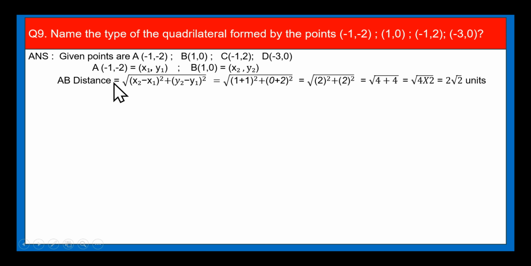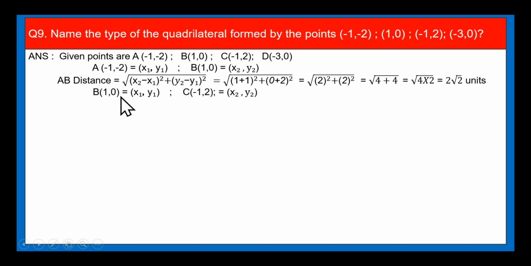The length of the side AB is equal to root over (x2 minus x1) whole square plus (y2 minus y1) whole square. This is equal to root over x2 minus x1: 1 minus of minus 1 is plus 1, whole square, plus y2 minus y1 whole square: 0 minus of minus 2 is plus 2, whole square. 1 plus 1 is 2 square, 0 plus 2 is also 2 square. 2 square plus 2 square is 4 plus 4, that is 4 into 2. Square root of 4 is 2, so root 2 units. It is AB distance.